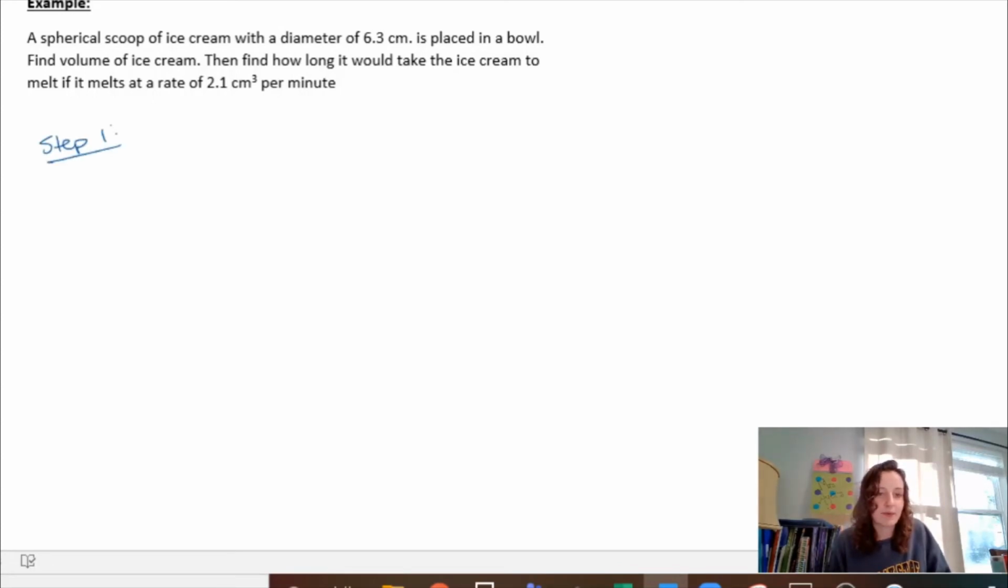So for step 1, we need to find the volume. The volume is going to be equal to 4/3 times pi r to the third power. Notice here in this problem that it gave us the diameter, but we want the radius. So to find the radius, we would have to take the diameter and divide it by 2. So if I have 6 3/10 as my diameter, when I divide it by 2, this is going to be 3.15, which I can now take as my radius and plug in here to my volume formula.